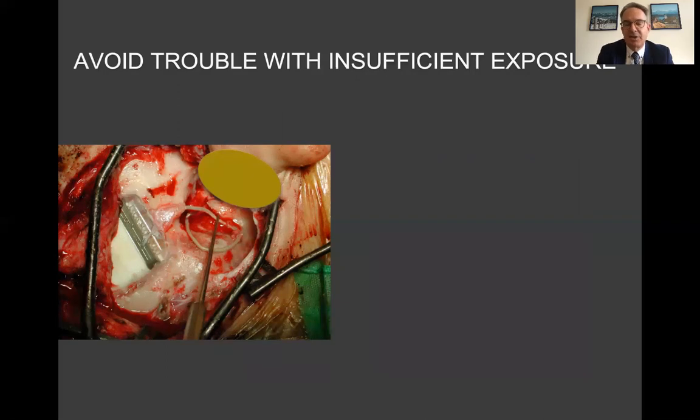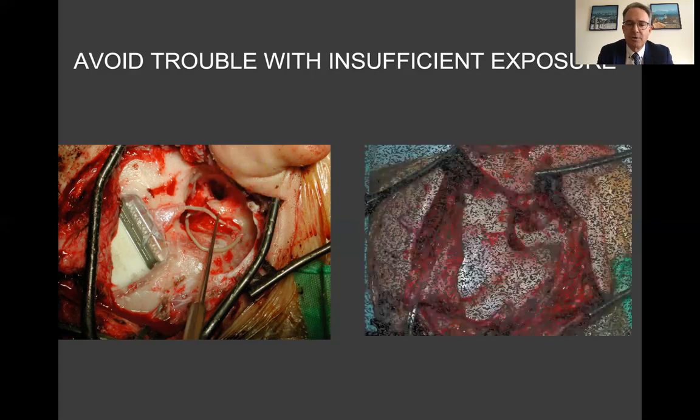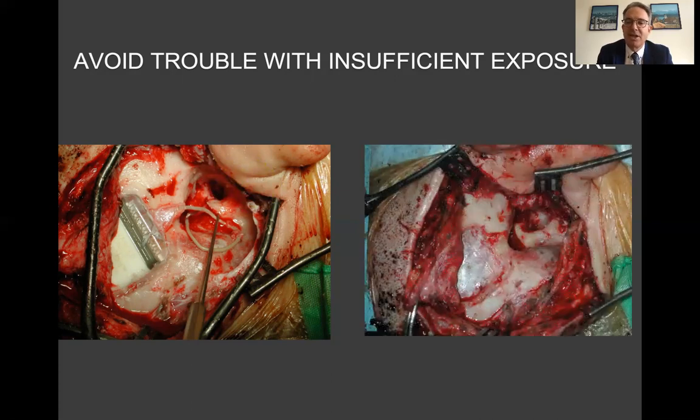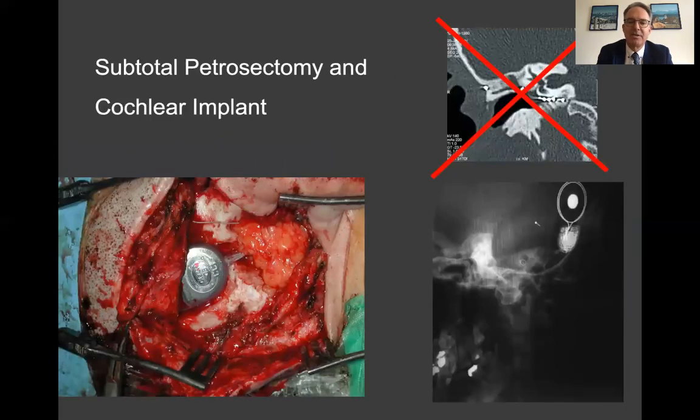This is the picture at revision surgery. I highlight here the external ear canal would still be closed in a properly performed posterior tympanotomy, but there's no view. There's nothing to be seen. But if you do a proper subtotal petrosectomy, this is the same patient. We removed the old implant, and you see a nice view over the cochlea, a nice view over all the structures, and you can safely implant the cochlear implant. This is the intraoperative view and then the postoperative view of a properly placed cochlear implant in these cases of chronic middle ear disease: no view, and the only choice is a subtotal petrosectomy.